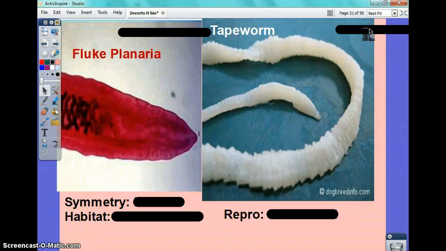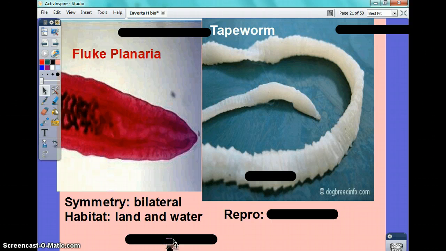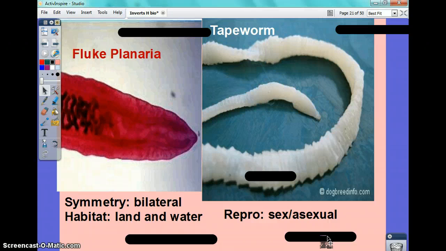There's symmetry. Everybody except group 1 and 2. Bilateral. You could cut them down the middle, and there's going to be mirror images on each side. Where do they live? Pretty much everywhere, okay? But they rely on a host, but they can find their host either on land or water. And they reproduce both, okay? And for my flats, you don't have to know an example of reproduction, okay?